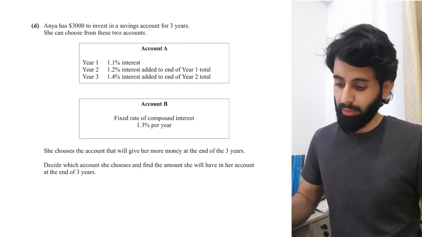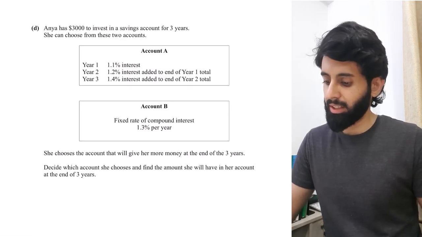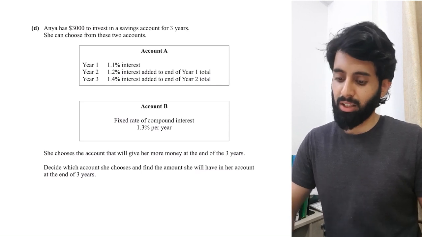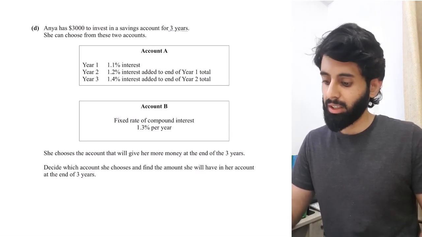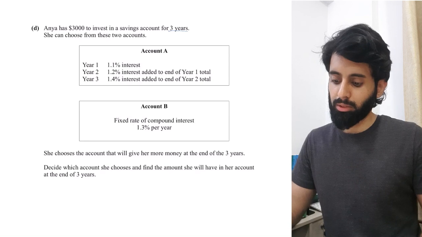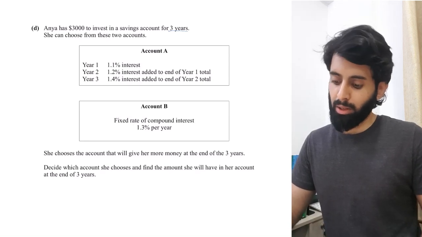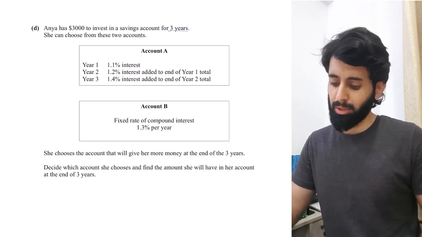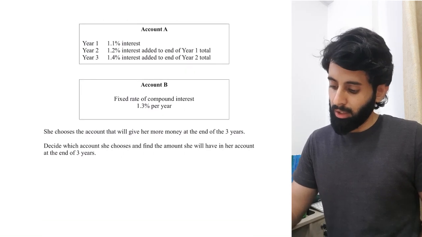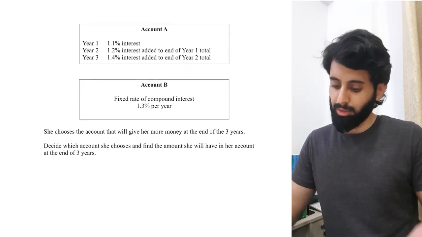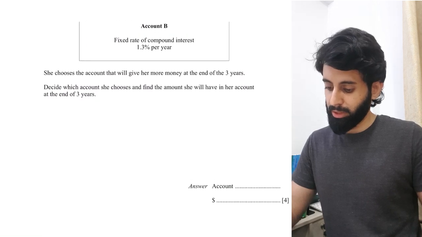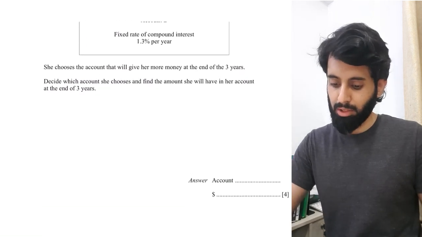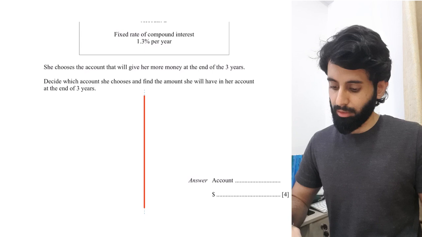Okay, so let's read the question. It says Anya has $3,000 to invest in a savings account for 3 years. She can choose from these two accounts. So account A, how account A works we have in front of us, and the way account B works we have that in front of us also. She chooses the account that will give her more money, of course. At the end of 3 years, decide which account she chooses and find the amount she will have in her account at the end of 3 years.